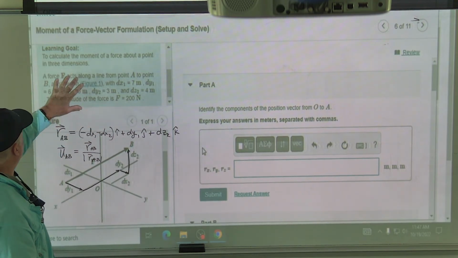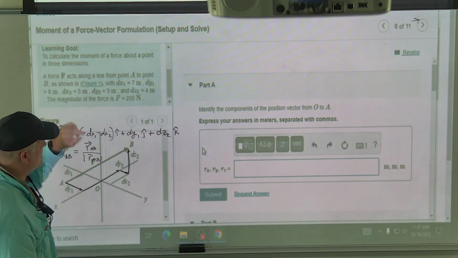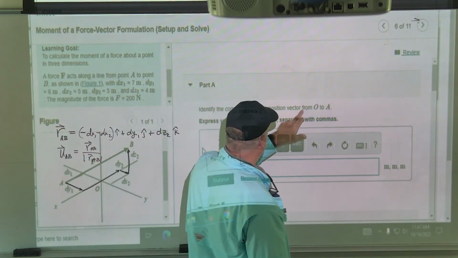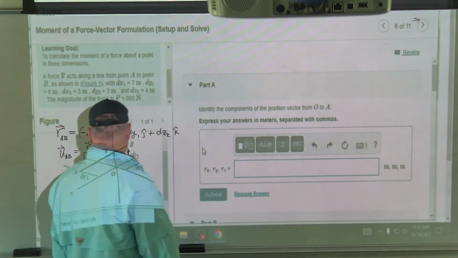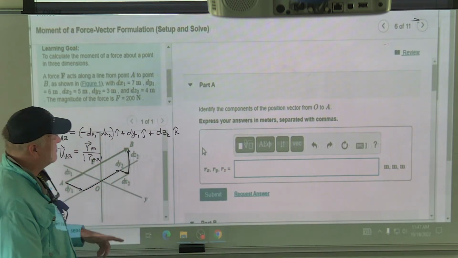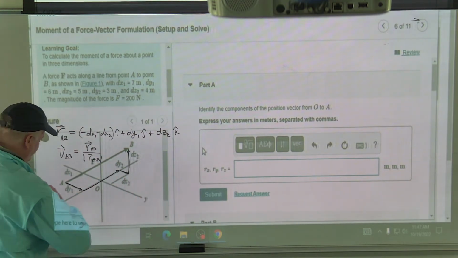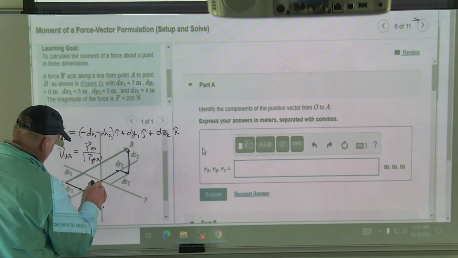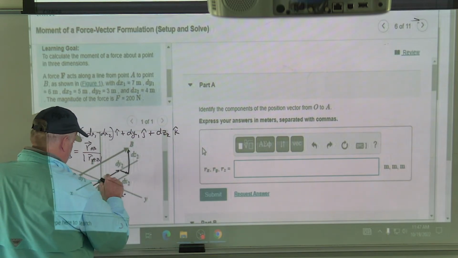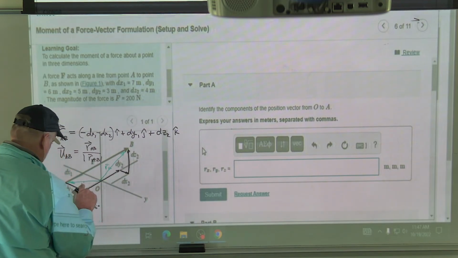Okay, once you do that, moment of a force about a point in 3 dimensions. Identify the components of the position vector from O to A. So what he's going to want you to do, he's doing something different. Here's what he's doing. He's going to want you to define this, and then obviously the next thing he wants you to define is this, RB, RA.